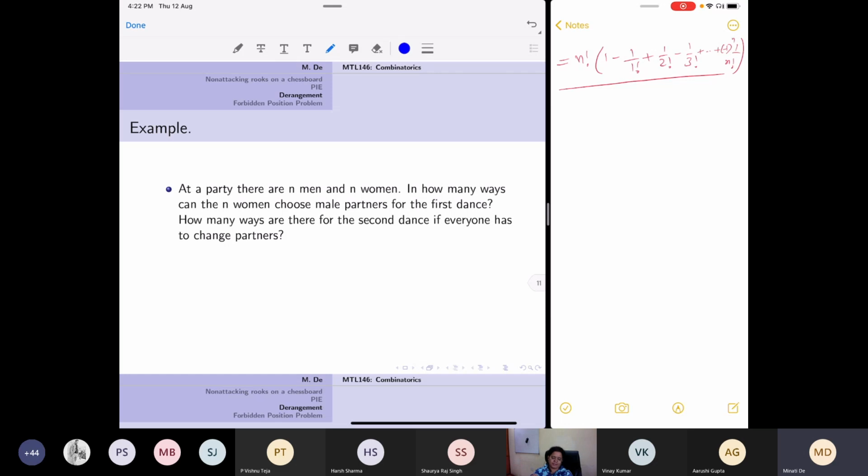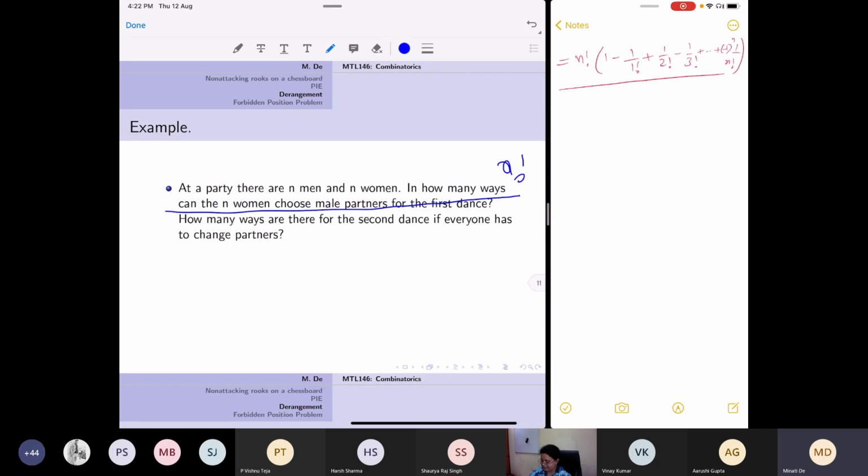So let's say they are going to dance in the party. There are n men and n women, the same number of men and women. Now the question is, how many ways can they choose their partners to dance? N factorial, right? Is everybody convinced that the first answer should be n factorial?